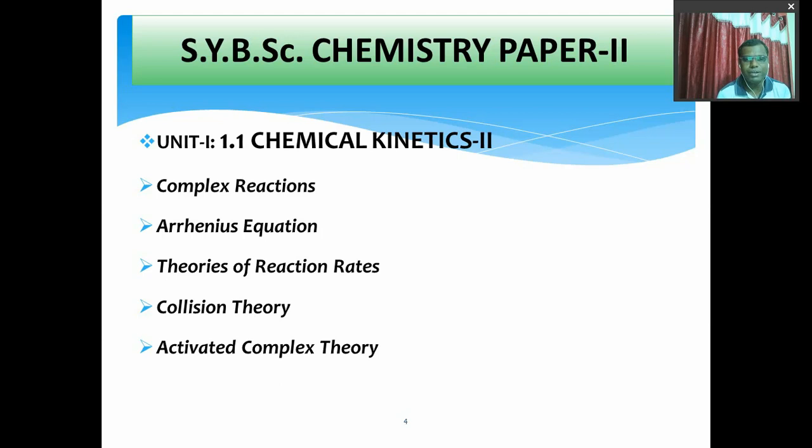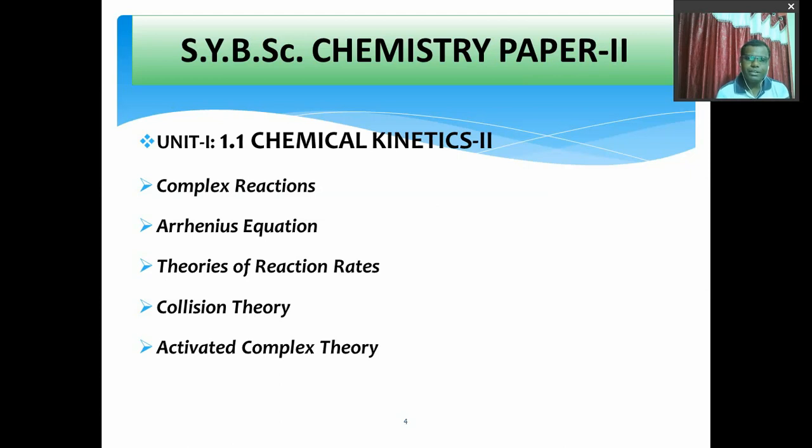This is the factor that was included in the rate equation by the scientist called Arrhenius. So in this topic we are also going to discuss the contribution of temperature, or the temperature dependence of rate of reaction, by using the equation called the Arrhenius equation.